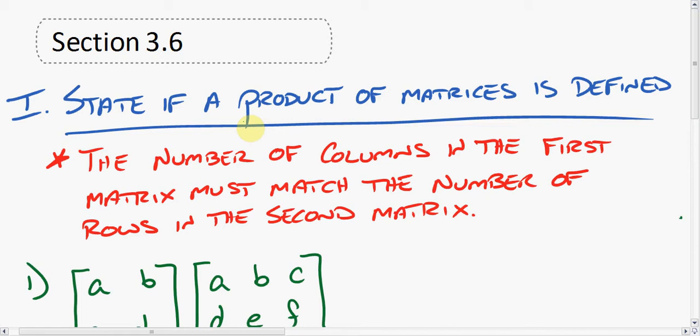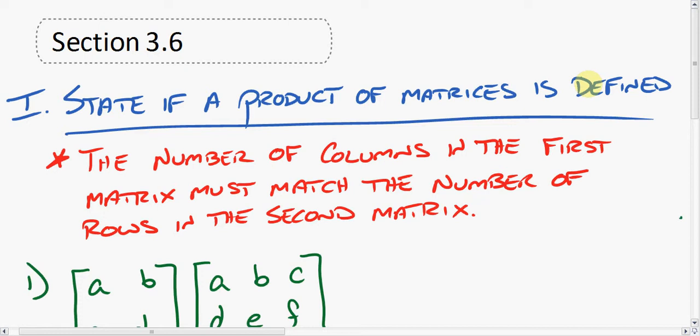This is section 3.6, part 1, where we're going to state if a product of matrices is defined. The word product tells you we're going to be multiplying, and so we want to find whether that product is defined or not. So what does that mean? Well, sometimes two matrices can be multiplied together, sometimes they can't. If you can multiply two matrices together, their product is defined. If you can't multiply two matrices together, then their product is not defined.